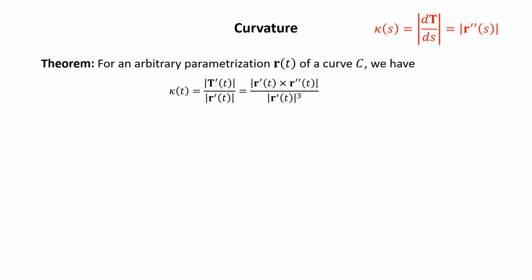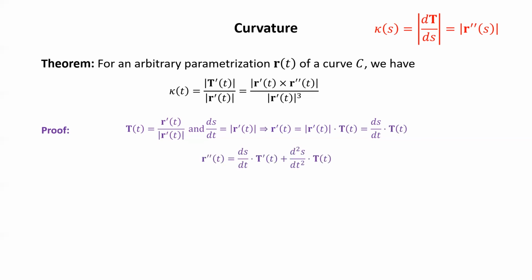Now let's prove that this is also equal to the length of the cross product of the derivative and second derivative over the length of r prime of t cubed. So first, note that by definition, T of t is r prime of t over the length of r prime of t. And we saw in the previous lesson that ds/dt is the length of r prime of t. From the first equation, we get that r prime of t is the length of r prime of t times T of t. And from the second equation, we can replace the length of r prime of t by ds/dt.